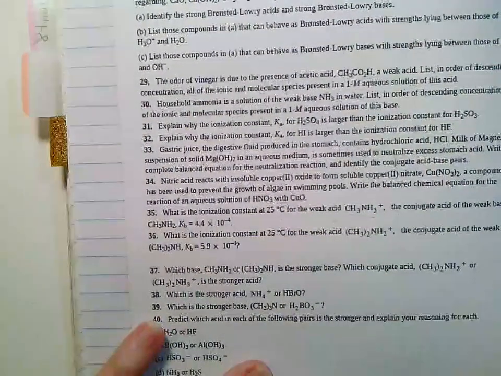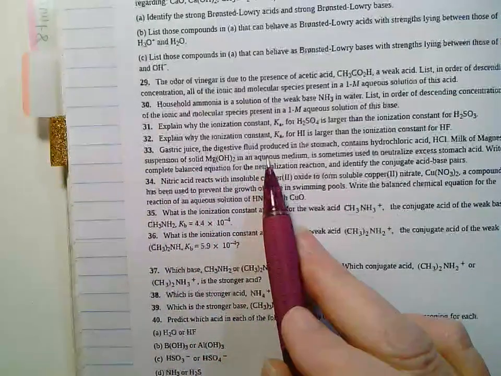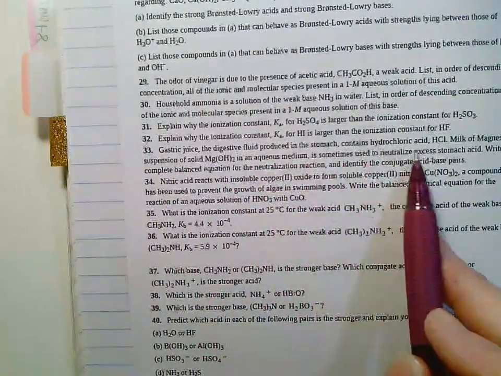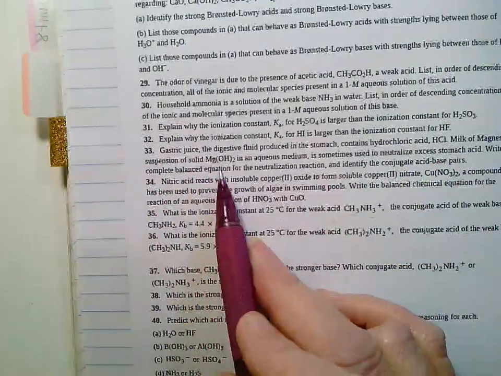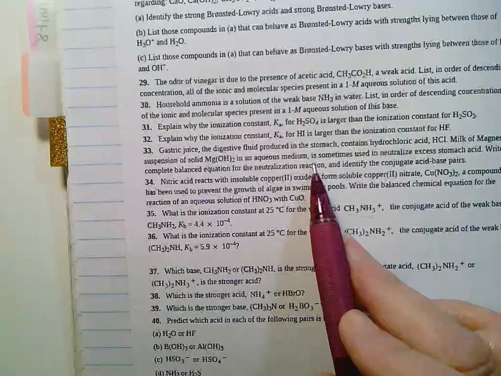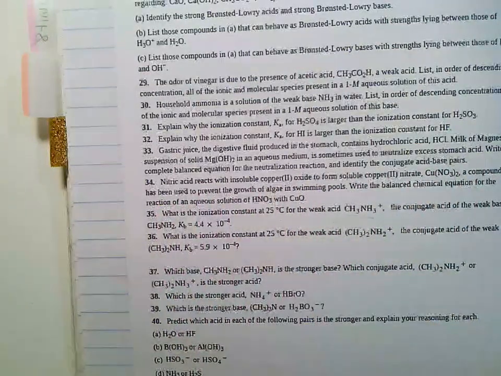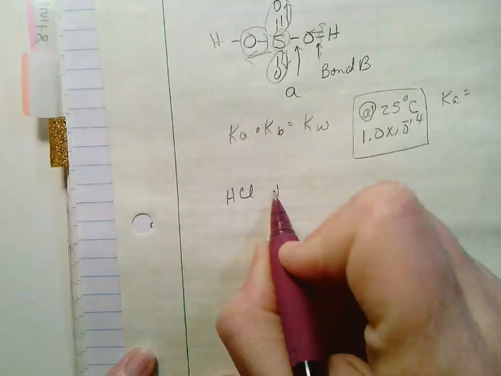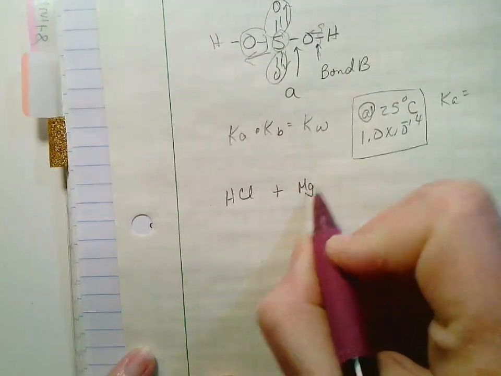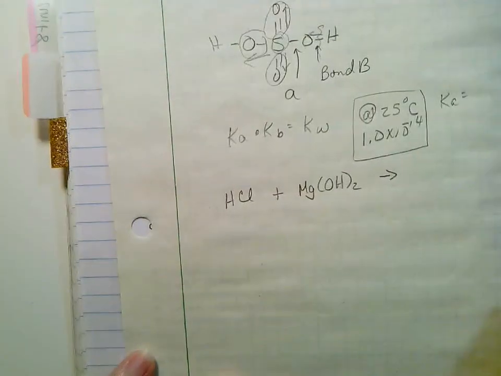So it says gastric juice in the digestive system, produced in the stomach, contains hydrochloric acid. Milk of magnesia is a suspension of this. An aqueous solution is sometimes used to neutralize the stomach acid. Write a complete balanced equation. Okay, so your stomach makes HCl. You drink milk of magnesia, which is this. Write and balance this equation.